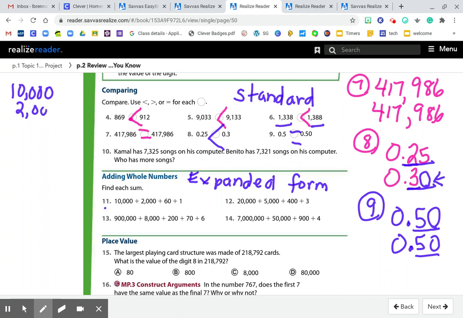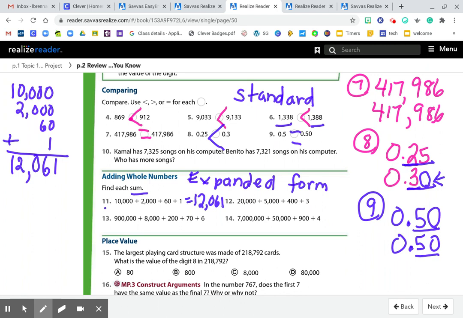So 2,000, I'm lining it up by place value, 60 and 1. And now I can combine them. Starting in the ones place, 1 plus 0 plus 0 plus 0 is 1. 6 plus 0 plus 0 is 6. 0 plus 0 is 0. I've got my period separated by a comma. And then I just write my value in, find each sum. And remember, sum is the answer to an addition problem. So you're going to continue on with those.